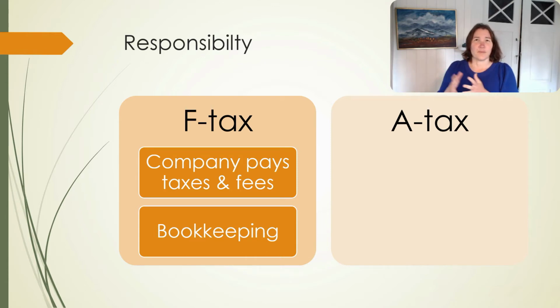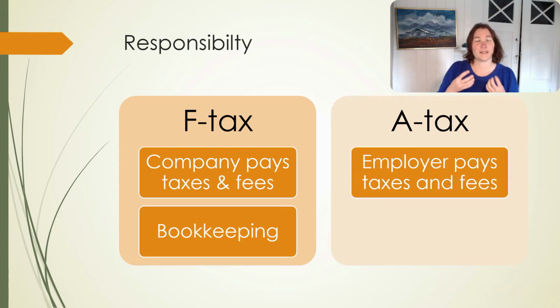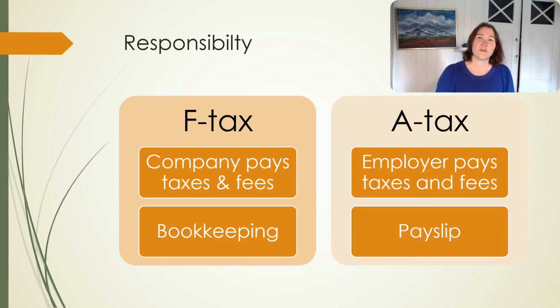The other tax, the A-tax, what is that? Well, that is when you are an employee and you have an employer, and the employer pays the taxes and fees on what you earn, because you always have to pay taxes and fees on what you earn when you do something. And when you are an employee, the employer is responsible for paying these taxes and fees to the tax agency. And to know what they have paid for you to the tax agency, you see that on the payslip that you will receive from your employer.